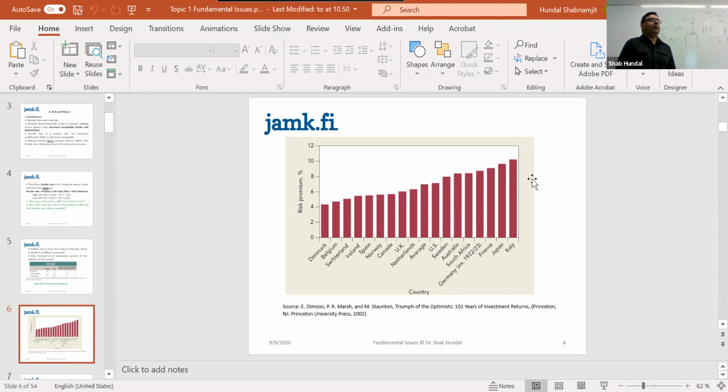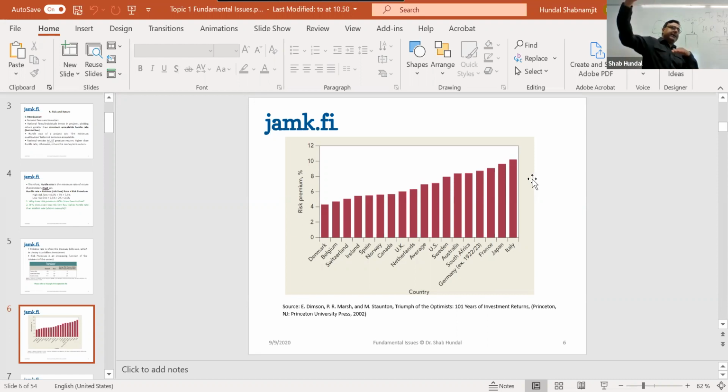And to be fair, this was the average. And if you look at the last century, the first half of the century was very bad because of World War I, World War II, the Great Depression, which happened, and then there was a hyperinflation. So Europe has seen very difficult times in the first half of the 20th century.